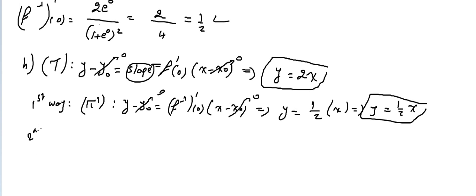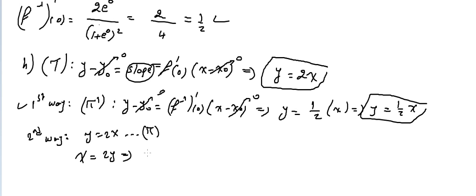Let me find T prime in a second way. Because the question says deduce, it means I can do it in just one way, without the first way. I take y = x, which is T. From this T, I can deduce T prime by interchanging: instead of x, y, and instead of y, x. We get x = 2y. Divide by 2 on both sides, so y will be equal to x divided by 2, which is half x. This is T prime, the same. And that's it. Okay, I'll see you in the next video.